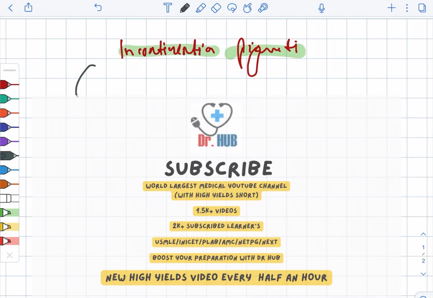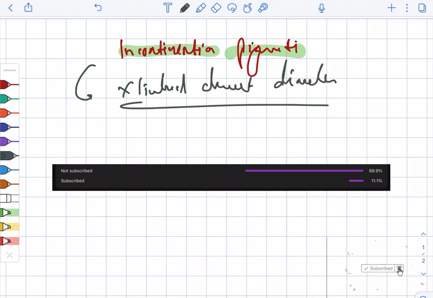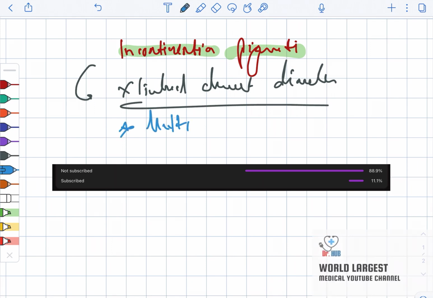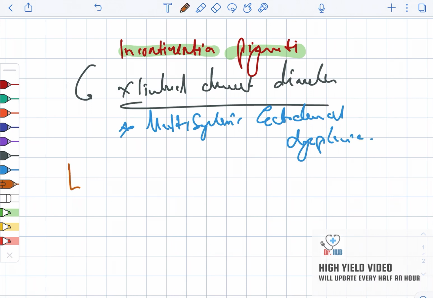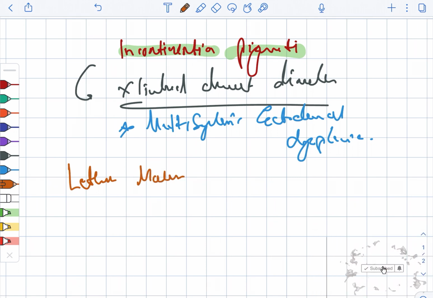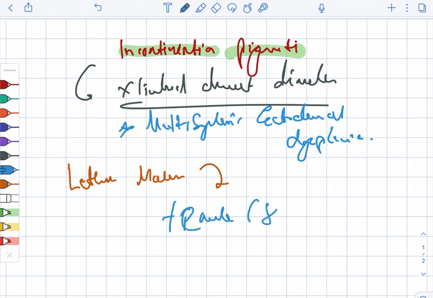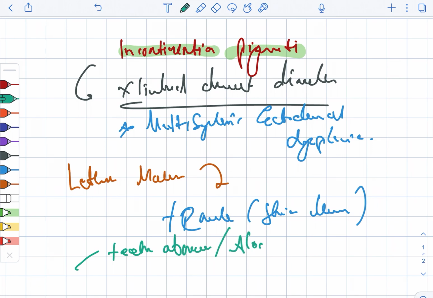Incontinentia pigmenti. So incontinentia pigmenti is an X-linked dominant disorder, and it is associated with multisystemic ectodermal dysplasia. Okay, and that is usually lethal. It is lethal in the case of males, and it is present in females with skin lesions. And it also includes teeth abnormalities and alopecia, nail dystrophy, as well as the ocular and the neurological findings.